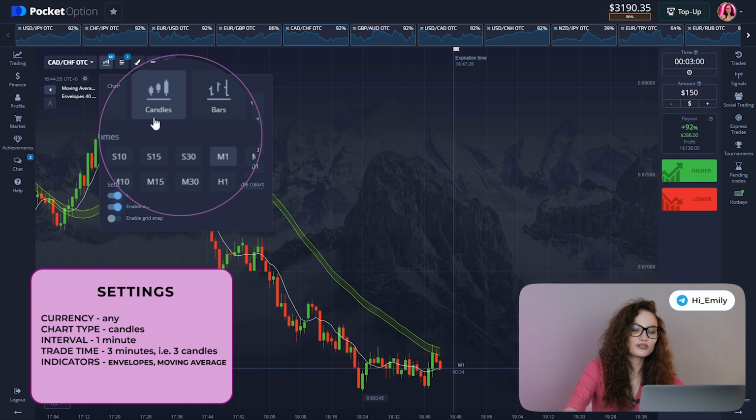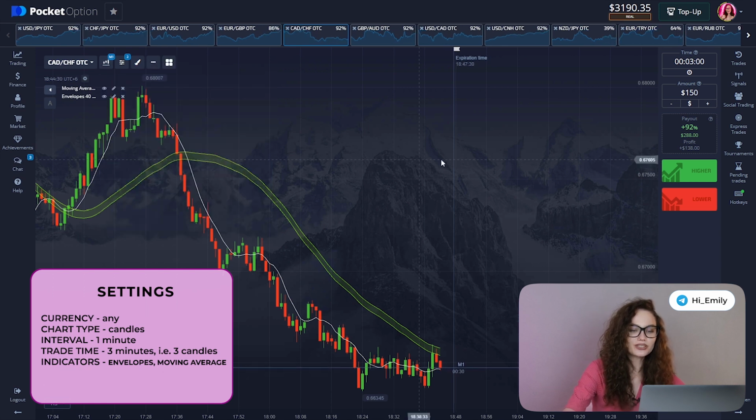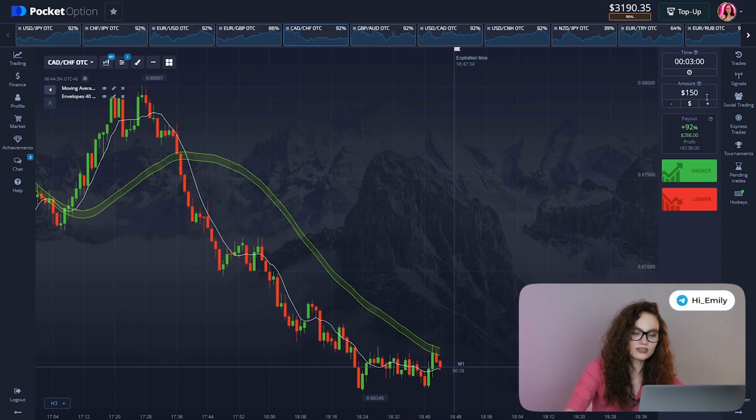And we begin to set the settings necessary for this strategy. Chart type: candles, interval 1 minute. The term for concluding a deal is 3 minutes, that is 3 candles. I will choose a bet of $150.